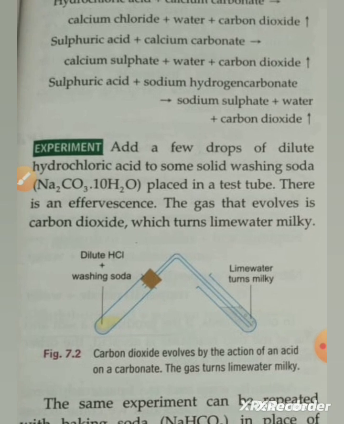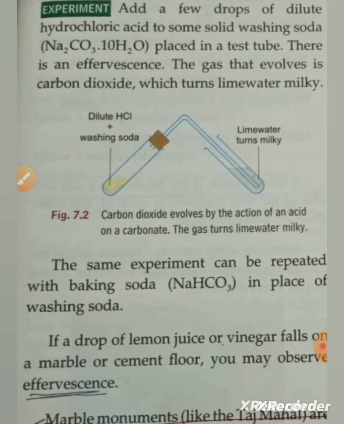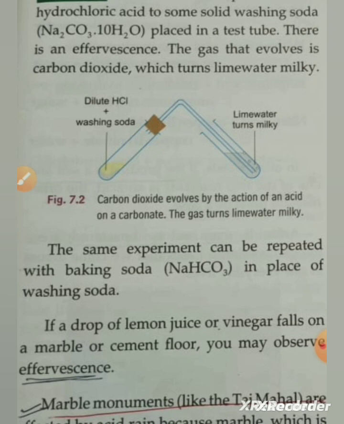Now come to the experiment. In a test tube, take a few drops of dilute HCl and place some solid washing soda in it. So there will be effervescence, meaning a reaction happens there with effervescence. The gas that evolves is carbon dioxide, which turns lime water milky. The same experiment can be repeated with baking soda also. We have done this experiment with washing soda, which was Na2CO3·10H2O, and in the same experiment we can use baking soda in place of washing soda.